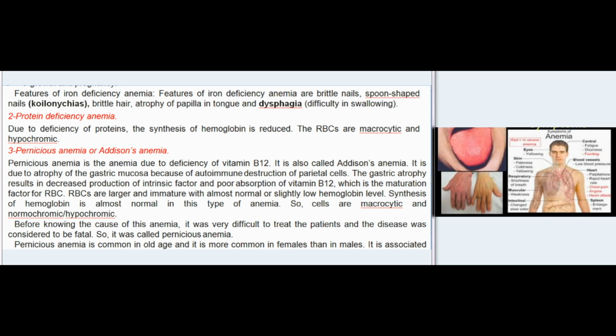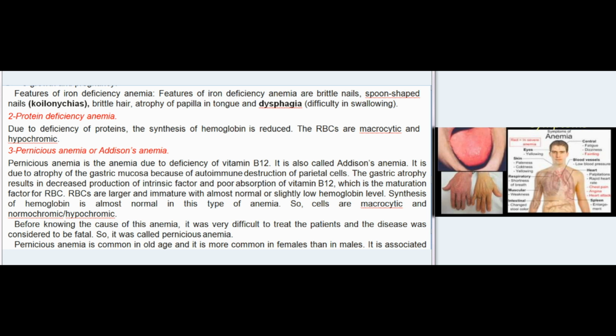It is due to atrophy of the gastric mucosa because of autoimmune destruction of parietal cells. The gastric atrophy results in decreased production of intrinsic factor and poor absorption of vitamin B12, which is the maturation factor for RBC. RBCs are larger and immature with almost normal or slightly low hemoglobin level. Synthesis of hemoglobin is almost normal in this type of anemia. So, cells are macrocytic and normochromic/hypochromic.